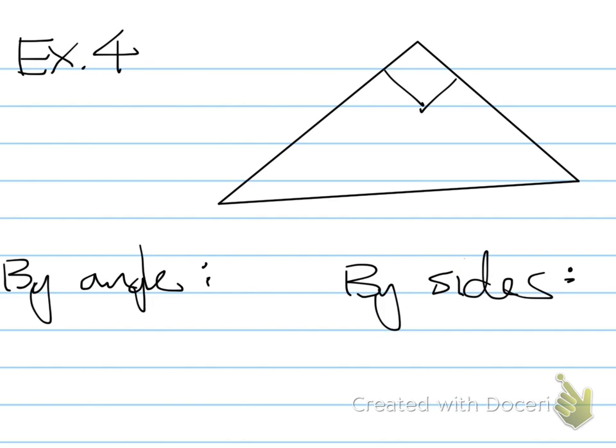For this example, we have one right angle. So this is a right triangle, and there's no indication about the measure for the sides, so we need to assume that all three sides have different measures, and we would therefore classify the triangle as scalene.